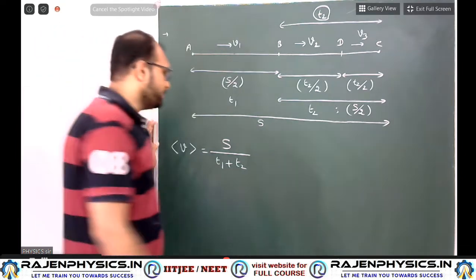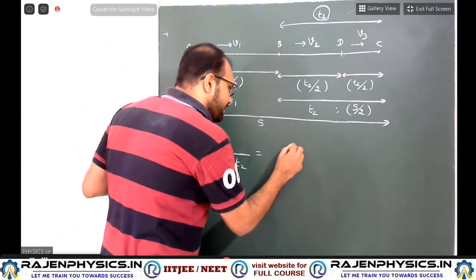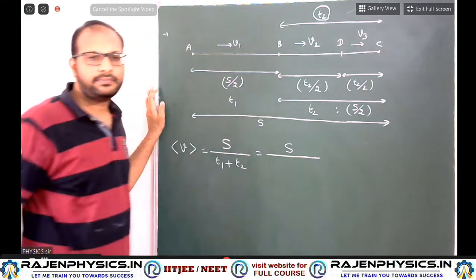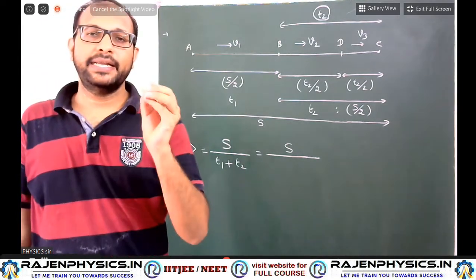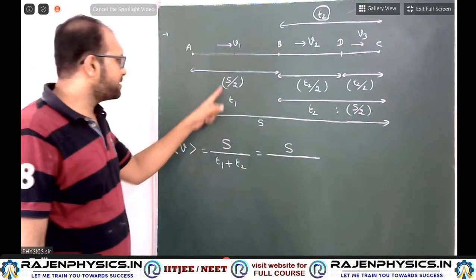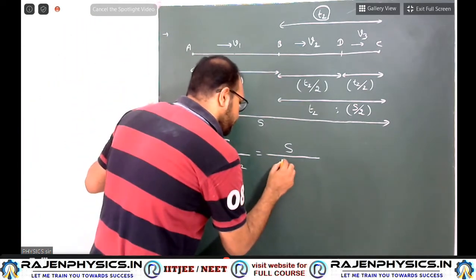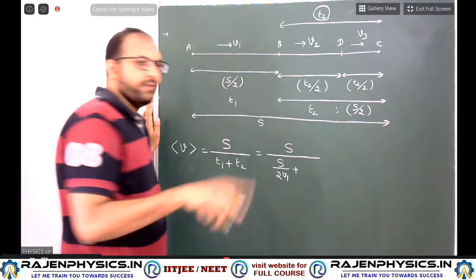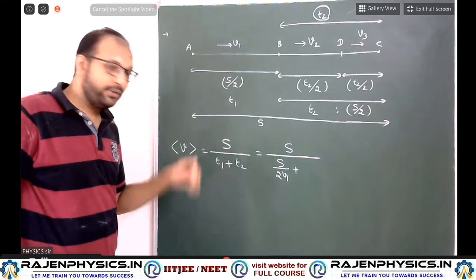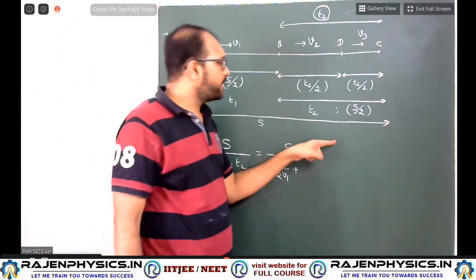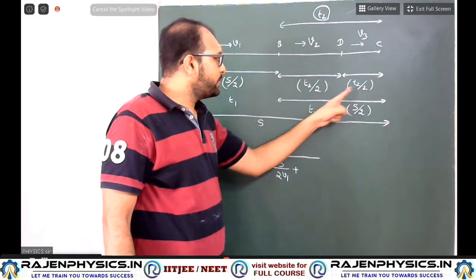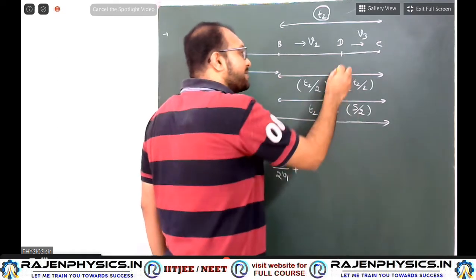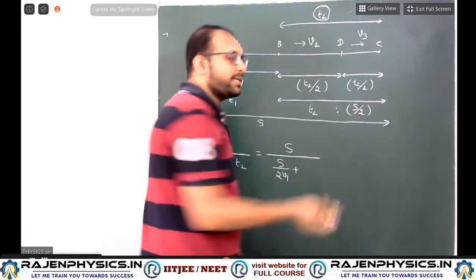Now S divided by T1. What is T1? Time is nothing but distance by velocity. The distance is S by 2, so T1 is S divided by 2V1. First, T1 is over. But how to calculate T2? T2 by 2 and T2 by 2: the distance here plus the distance here is nothing but S by 2.